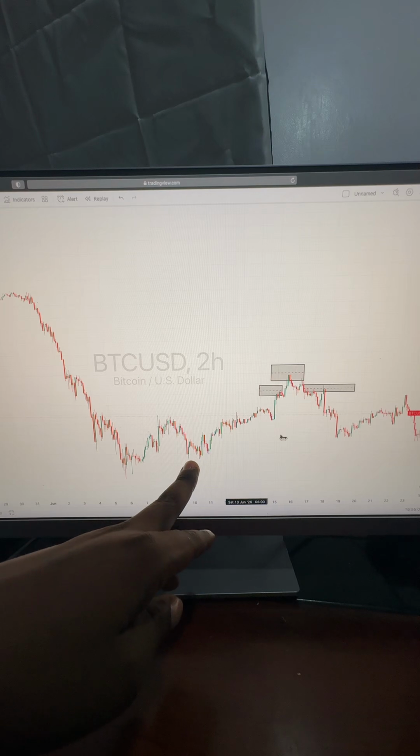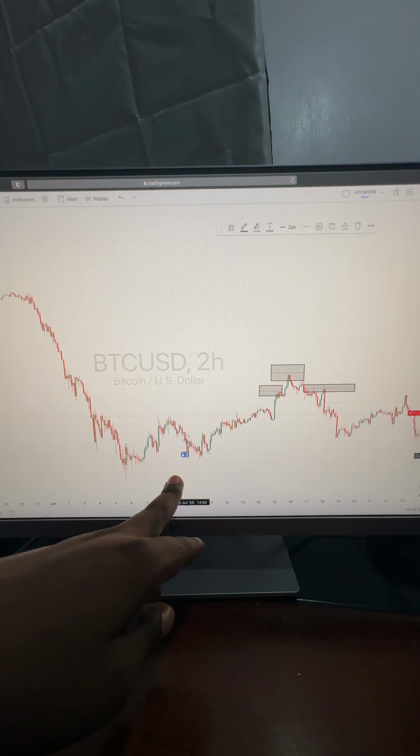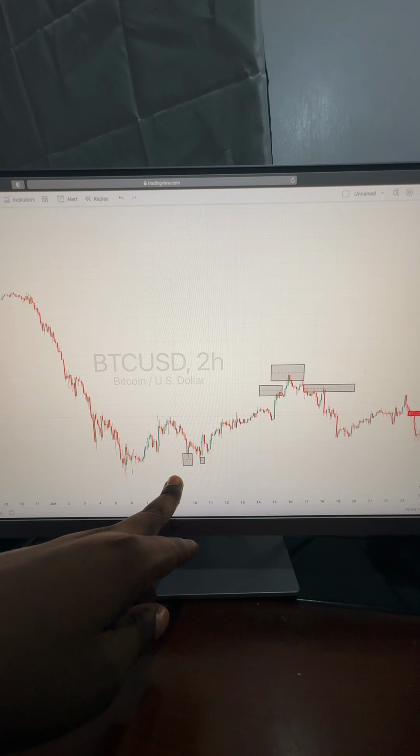Another one is here. You can see this is the left shoulder. Are you seeing this? This is the head. The market will not give you exactly what you need to see, and this is the right shoulder. So immediately the market started moving up.